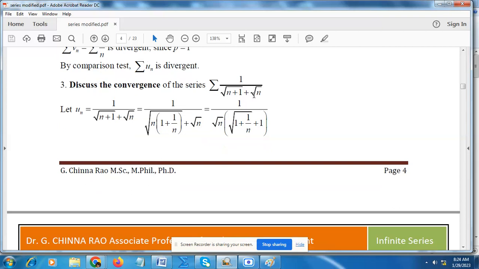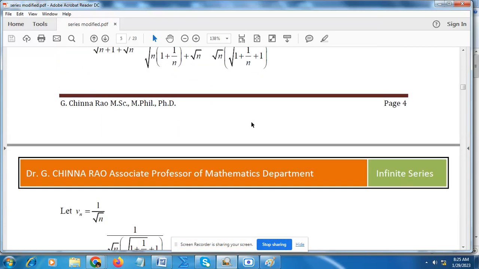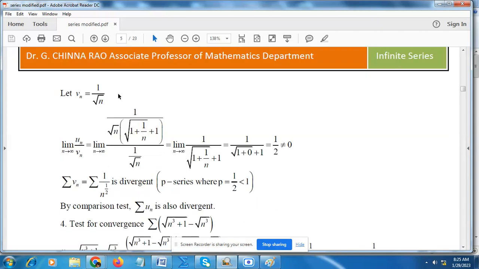1 by root n plus 1 plus root n. Simply take n common, that is 1 plus 1 by n. And finally root n is taken out for both the terms, root 1 plus root 1 plus 1 by n. Here the leading term is 1 by root n. Okay, Vn is equal to 1 by root n. Find un by Vn as n tends to infinity. We have 1 by 2, which is not equal to 0.